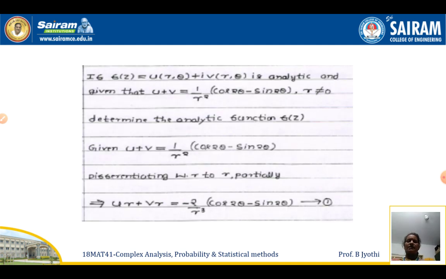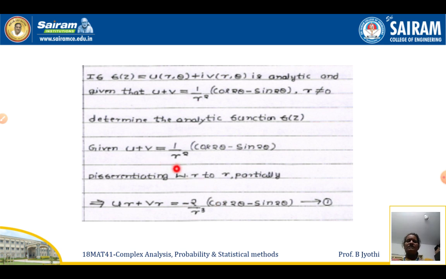Next, if f(z) = u(r, θ) + i v(r, θ) is analytic, and given u + v = (1/r²)(cos 2θ − sin 2θ), where r ≠ 0, determine the analytic function f(z). In the previous problem we did the Cartesian form, now we are doing the polar.